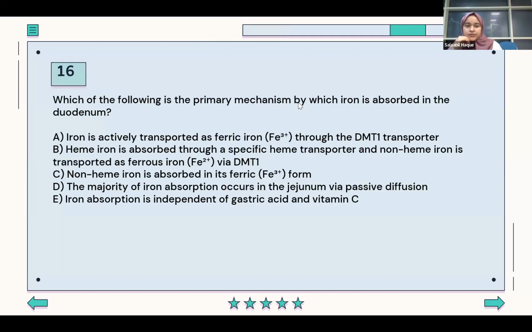All right, moving on to the next question. Which of the following is the primary mechanism by which iron is absorbed in the duodenum? Okay, B again. Let's see if it is B again.